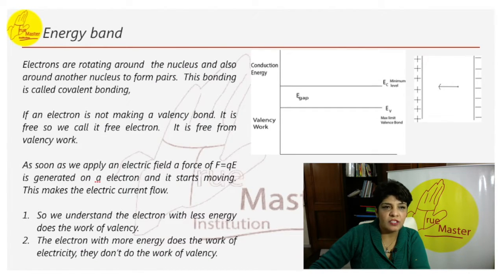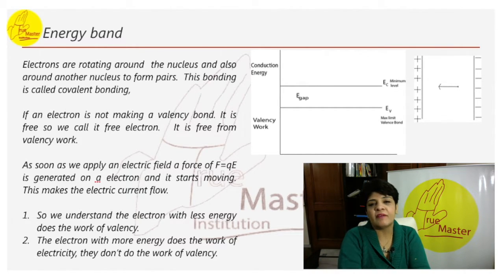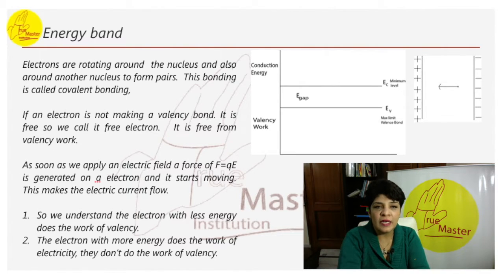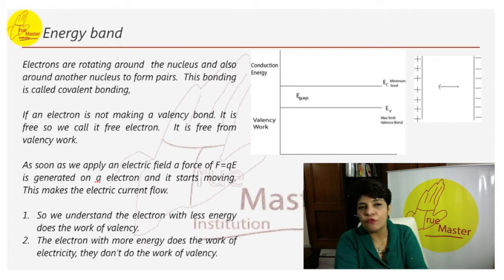Energy levels, okay, energy band. If an electron is not making a valence bond, it is free. So we call it a free electron. It is free from valency work. As soon as we apply an electric field, a force of how much value? Force equals charge into electric field is generated. The formula is F is equal to QE. This is generated on an electron and it starts moving. This makes electric current flow.